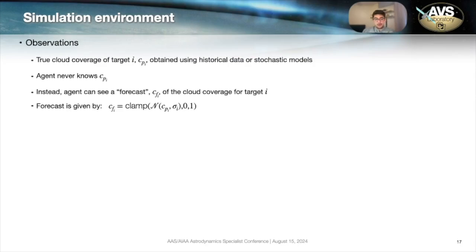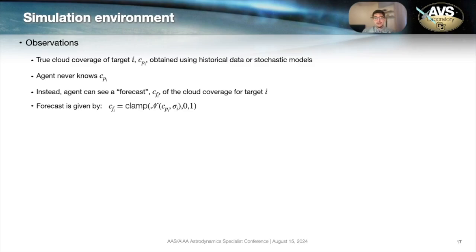So what I showed is the true cloud coverage that is assigned to each target, but the agent never sees that information. In reality, it sees the cloud coverage forecast. And in this paper, we are providing this forecast. We are obtaining this forecast using a normal distribution about the true cloud coverage of each target.